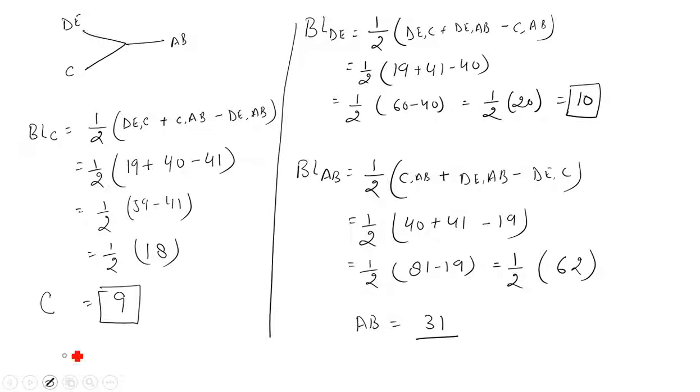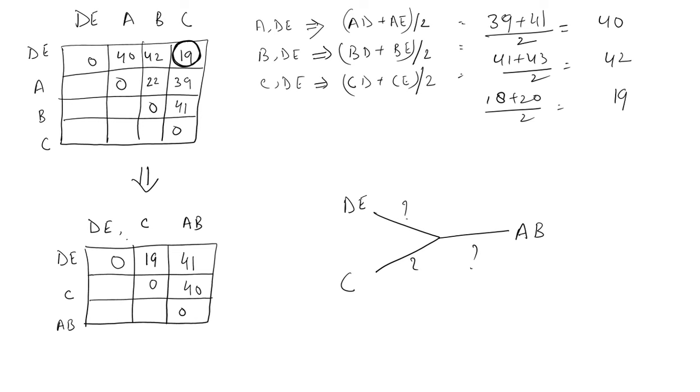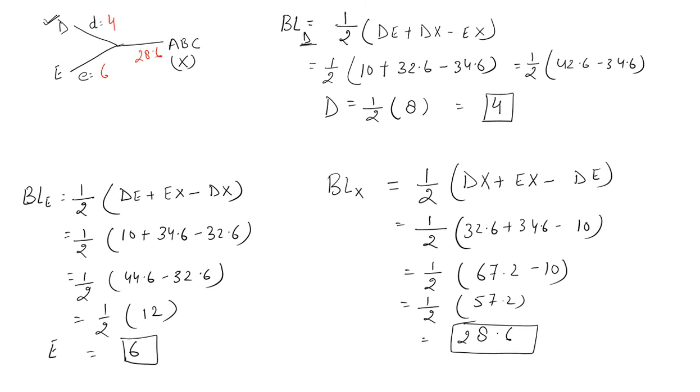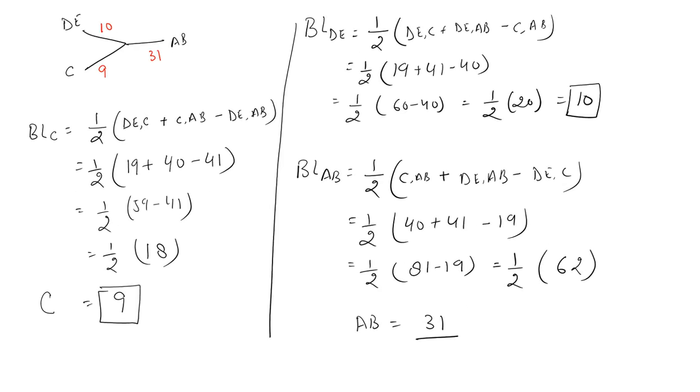So let's mark here again. This value is 10, this value is 9, and this value is 31. We can clearly say that in the previous iteration, when we calculated this tree, the DE value was 10 only. See, 6 and 4, 10. So we have calculated correctly. DE is 10, C is 9 and AB is 31.